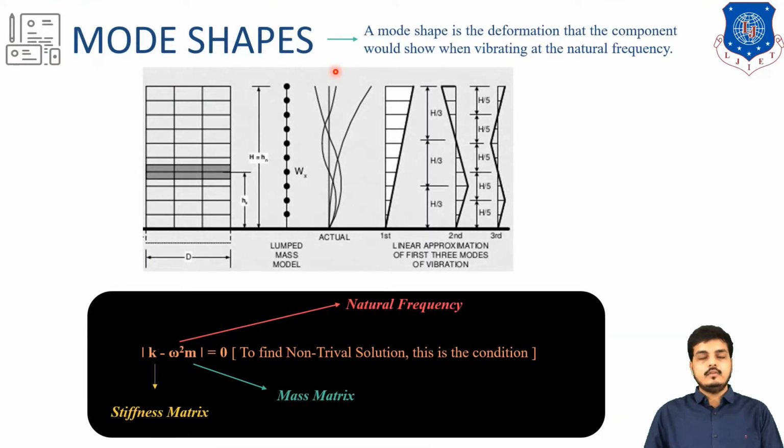In the previous session we learned about response spectrum. In that I showed you this kind of figure. I said that the building is converted into lumped masses, and whenever the vibration occurs, the effect on the building will be noted, and the shape in which it deforms is nothing but a kind of mode shape. So what is a mode shape? A mode shape is a deformation that the component would show when vibrating at a natural frequency.